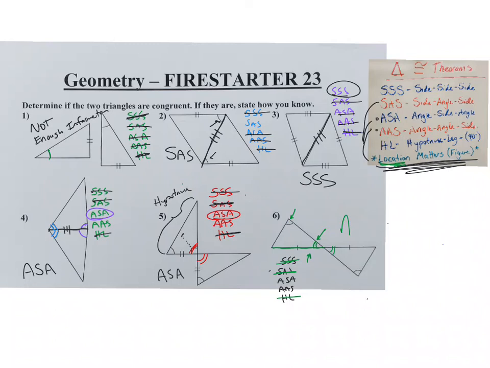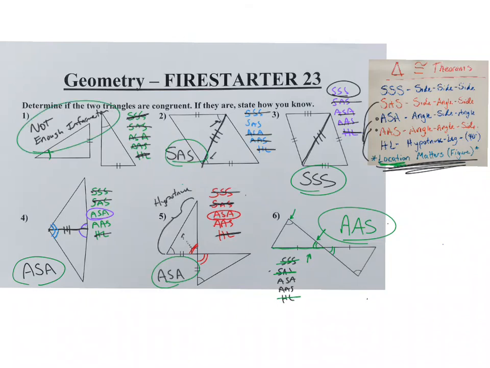I lied to you right there. It should be angle, angle, side. I don't know why I just said that. Angle, angle, side. Because it goes angle, angle, side, both angles are not touching the congruent side. So that's it. We got our 6 answers for that.